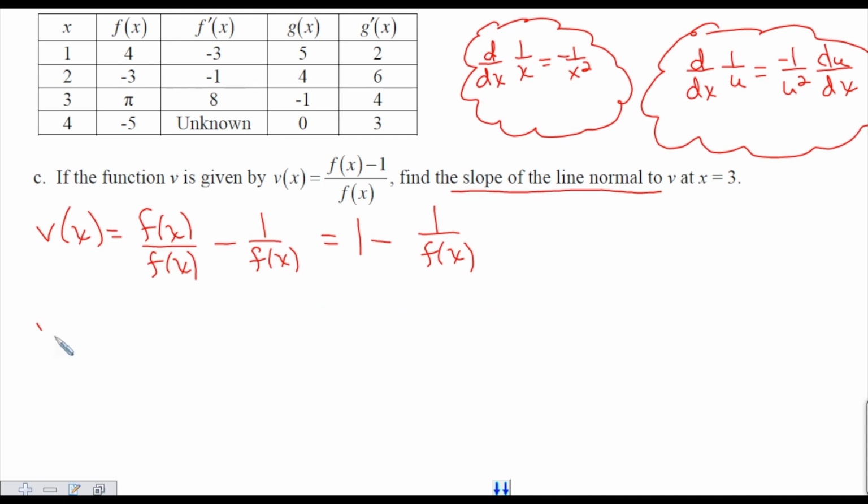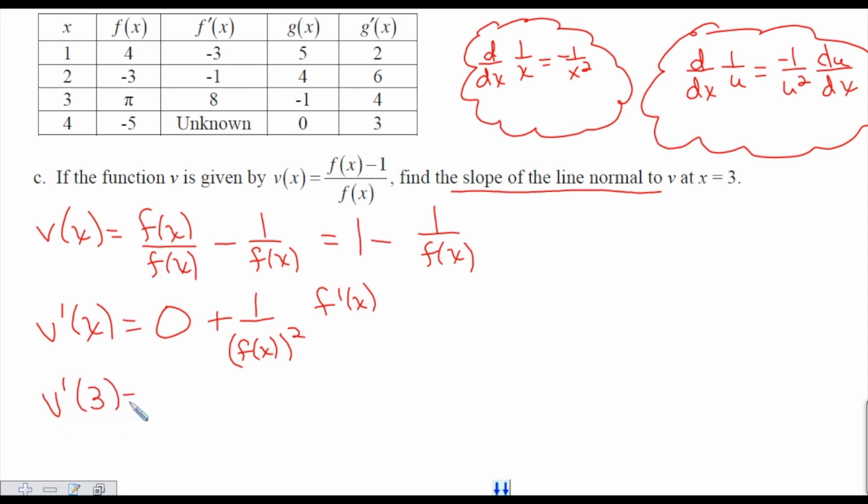So when I take the derivative of this, the derivative of 1 is 0. I'm going to write that for emphasis so you can see that I actually tried to do it. And then the derivative of this is normally negative, but because it is negative, it's going to be positive 1 over the function squared times the derivative of the function. And so if we do v prime at 3, right now we're finding the slope of the tangent line, and we'll have to adjust that for the slope of the normal. So I'm going to now drop the 0: 1 over f of 3 squared times f prime of 3.